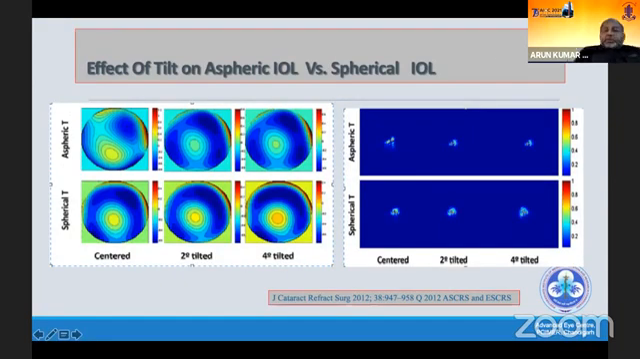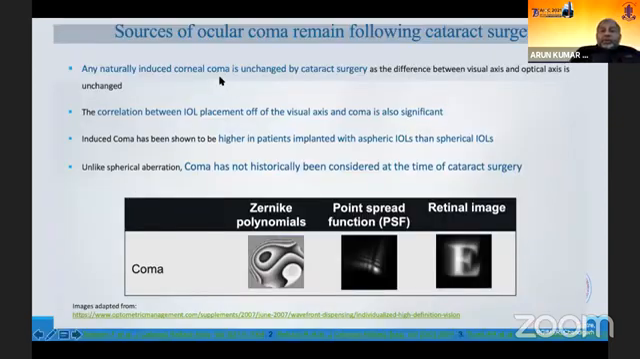So the sources of coma: naturally occurring coma remains unchanged during the cataract surgery, as the difference between the visual axis and optical axis remains unchanged. The correlation between IOL placement relative to the visual axis and coma is also significant. Induced coma has been shown to be higher in patients implanted with aspheric IOLs than in spherical IOLs. And unlike spherical aberration, coma has not historically been considered at the time of doing a cataract surgery.